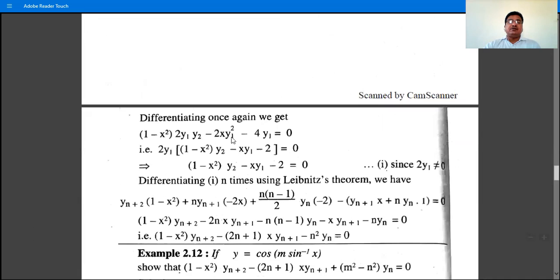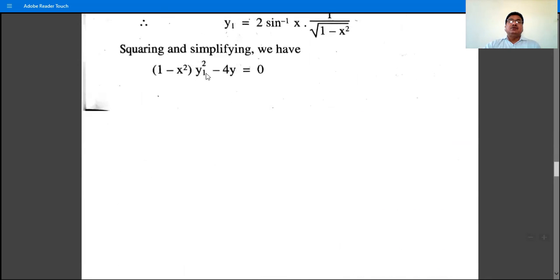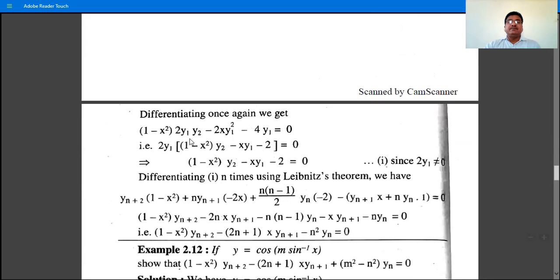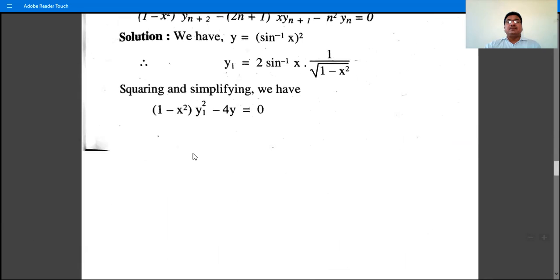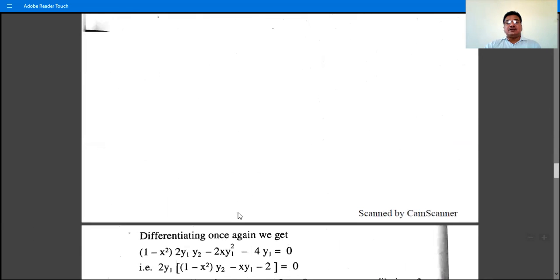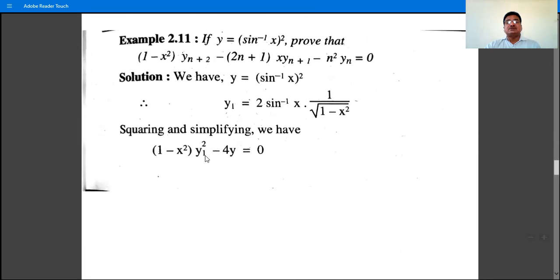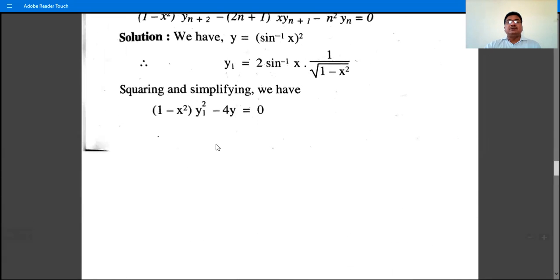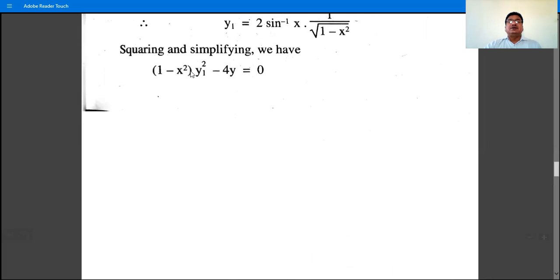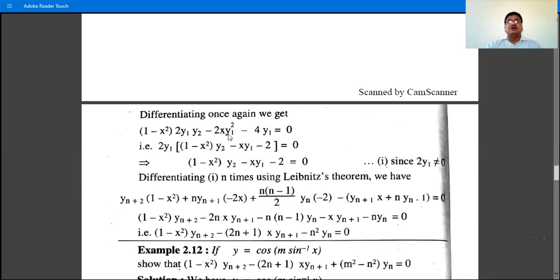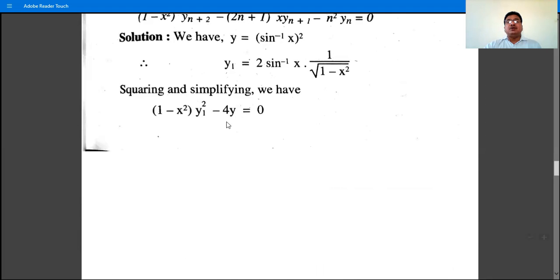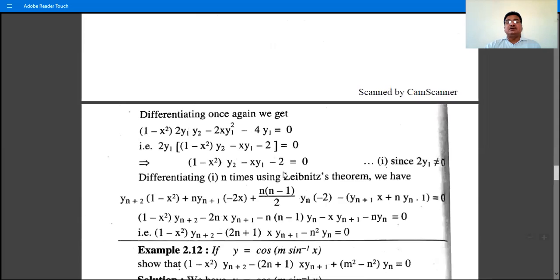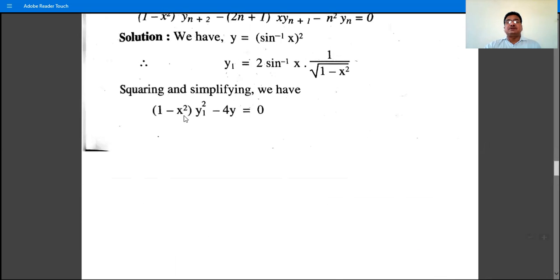So this is the first order derivative. Now again differentiate with respect to x. Here is the u into v rule, with 1 minus x square. The derivative of y1 square is what? 2y1 into the derivative of y1, which is y2. If there were x square, the derivative would be just 2x, but it is not x square, it is y1 square, so the derivative is 2y1 into y2, plus now the y1 square term as it is, and the derivative of 1 minus x square is minus 2x. So minus 2x y1 square is the second term. And then minus 4y1, the derivative of y being y1, is equal to 0. So this is the derivative of this step.